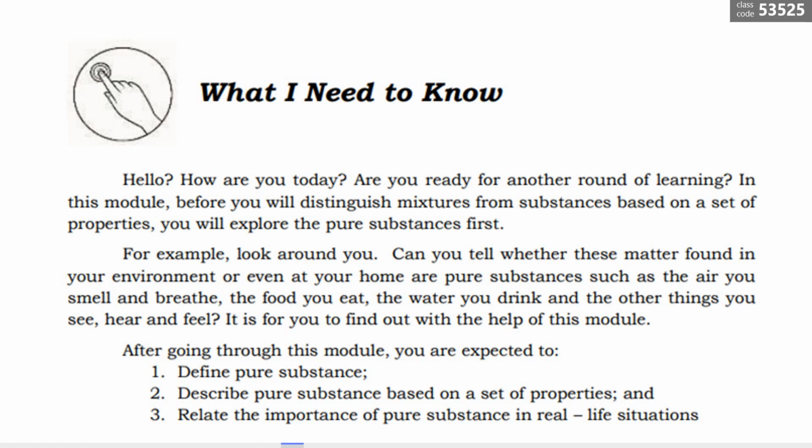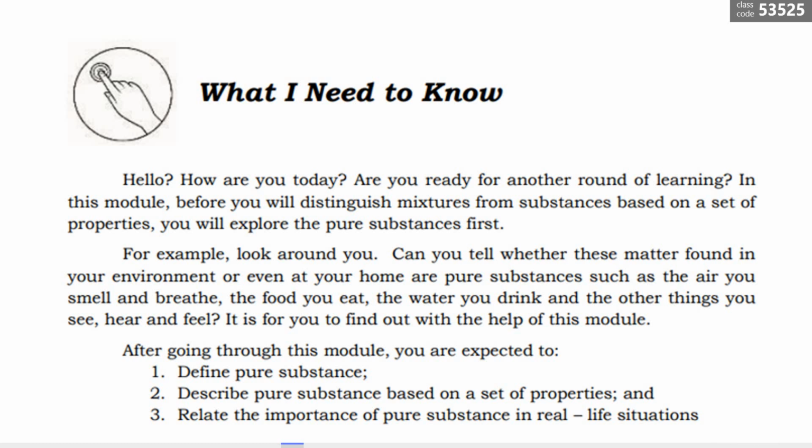For example, look around you. Can you tell whether this matter found in your environment or even at your home are pure substances, such as the air you smell and breathe, the food you eat, the water you drink, and the other things you see, hear, and feel? It is for you to find out with the help of this module.